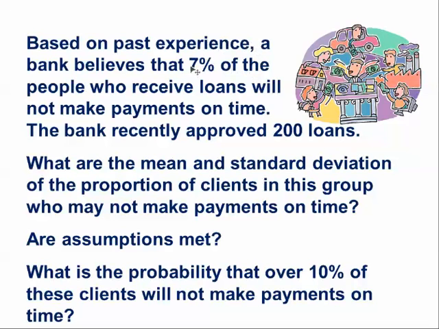Based on past experience, a bank believes that 7% of its people who receive loans will not make payments on time. The bank recently approved 200 loans. What are the mean, standard deviation, and the proportion of clients in this group who may not make payments on time? Are our assumptions met? And what's the probability that over 10% of these clients will not make payments on time? Those are important questions to a bank, right? You would think so anyway.